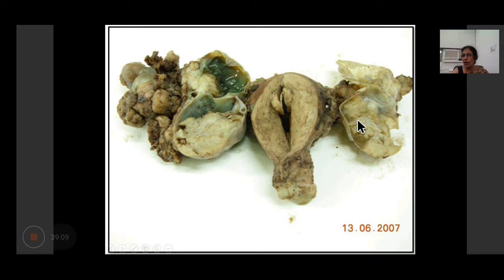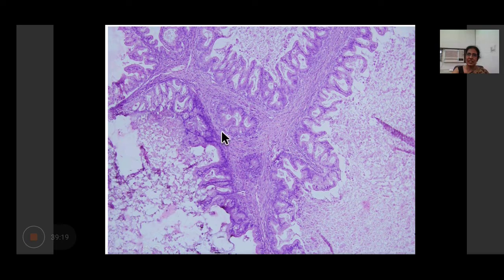Fine. So bilateral mucinous cystadenocarcinoma seen in this particular gross section, and microscopically you will see multi-layering, papillae formation, and invasion of the stroma. This is all the mucinous content which is present in the cystic cavities.